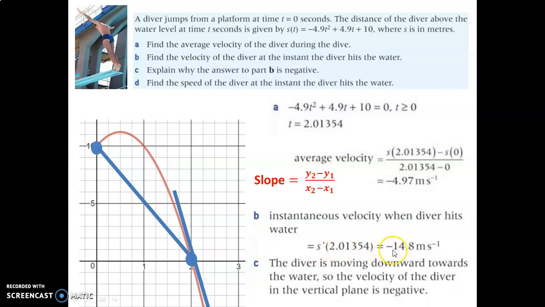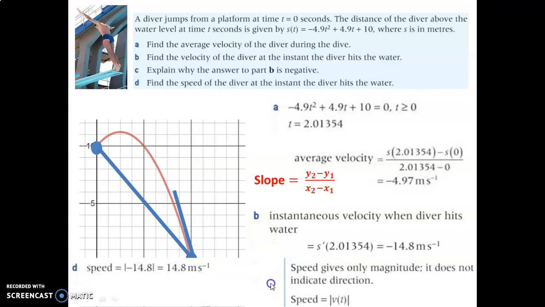So we're going to take the derivative and into it we're going to put that time 2.01, and we found the speed. And that makes sense. Look at that huge negative velocity right at that moment it hits. Here's an answer for C. Take a look at that. And here's your answer for D.